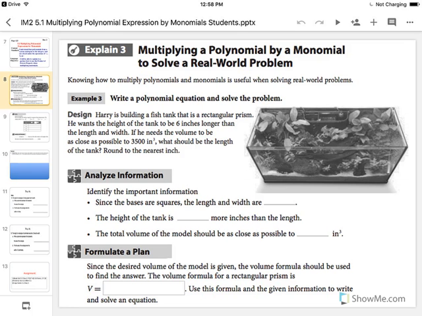Right, so in day one we learned how to multiply a monomial by a polynomial. So now we're doing some application. Example 3, multiplying a polynomial by a monomial to solve a real-world problem. Knowing how to multiply polynomials and monomials is useful when solving real-world problems. Write a polynomial equation and solve the problem.